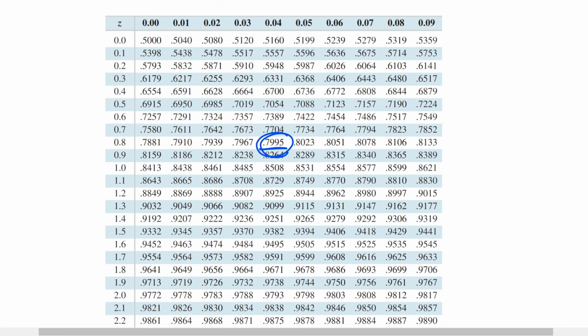And then to find the corresponding z-score, we see what row was it in? It was in the 0.8 row. What column was it in? It was in the 0.04 column. So our z-score that we're interested in is 0.84.